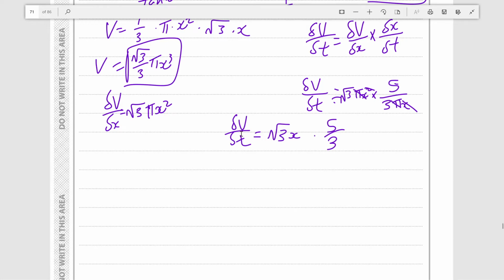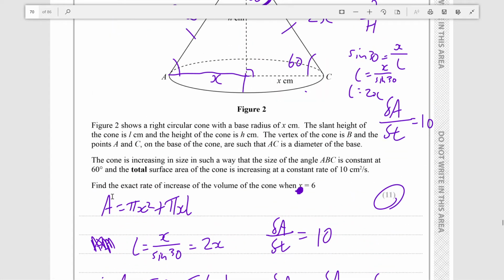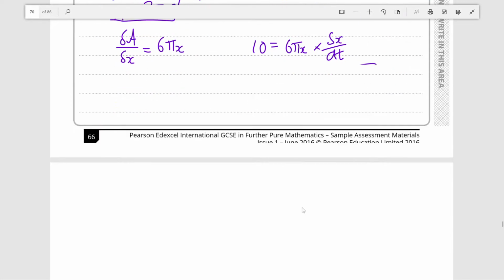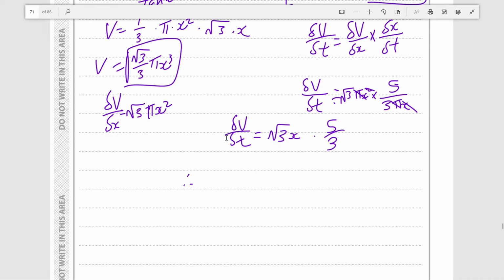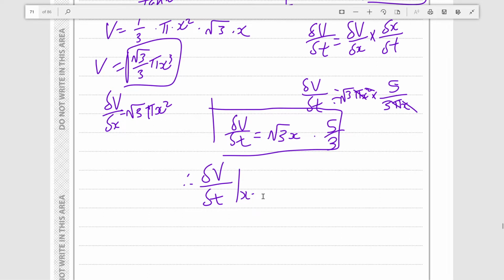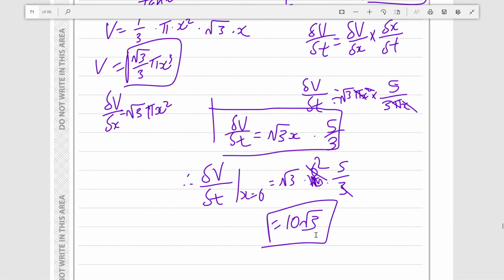And if you go back to the very top of the original question, find the exact rate of increase of the volume of the cone when x is equal to 6. We just substitute x is 6 into this equation, so dv by dt when x equals 6 is equivalent to √3 times 6, times 6, not x, times 5/3. The 6 and the 3 cancel out to give this a 2, and this √3 times 2 times 5 is 10√3. And we are done.